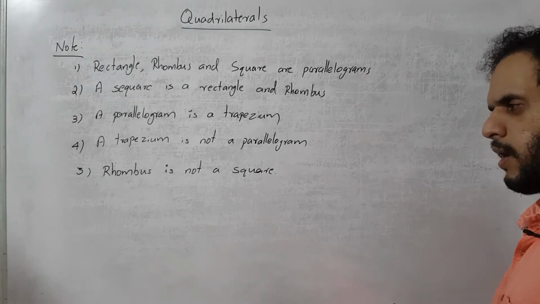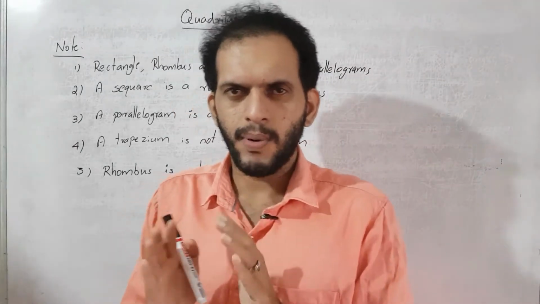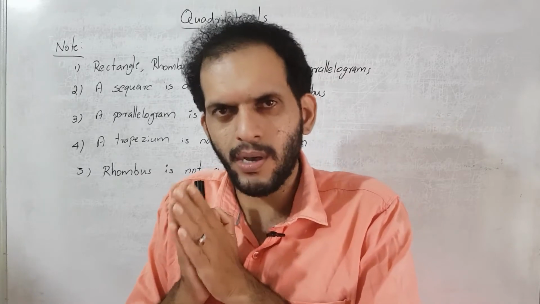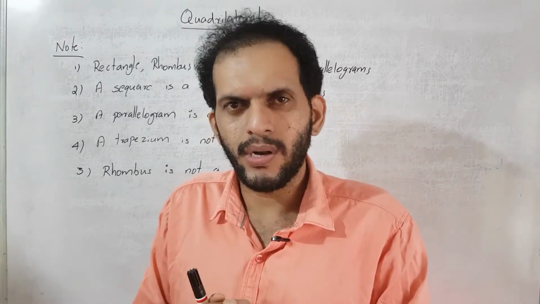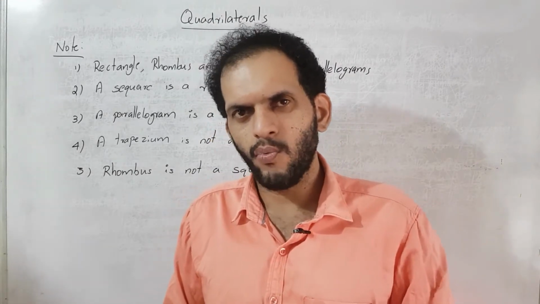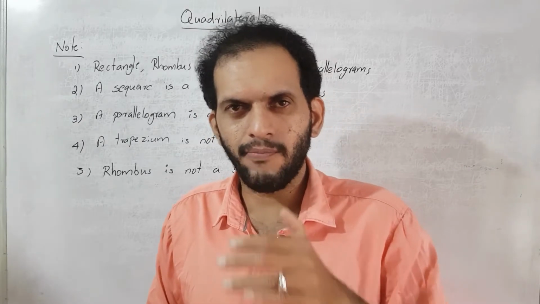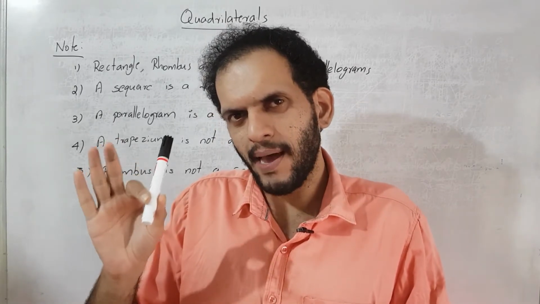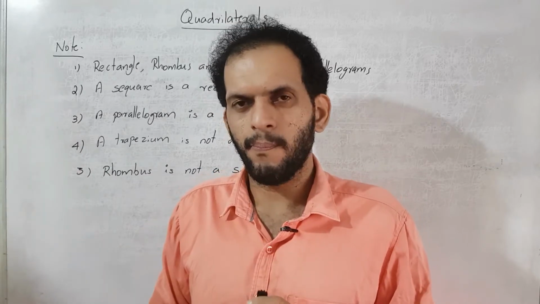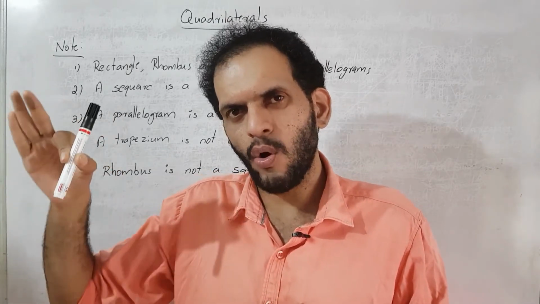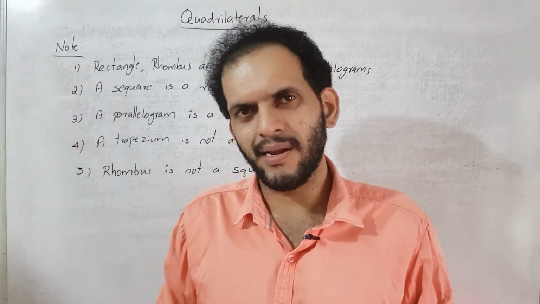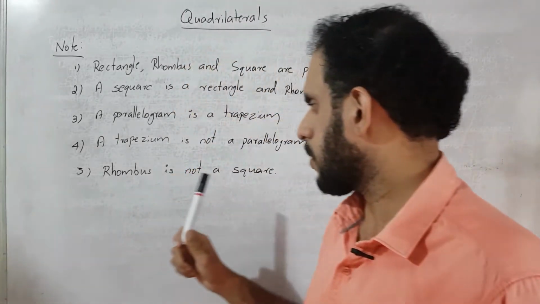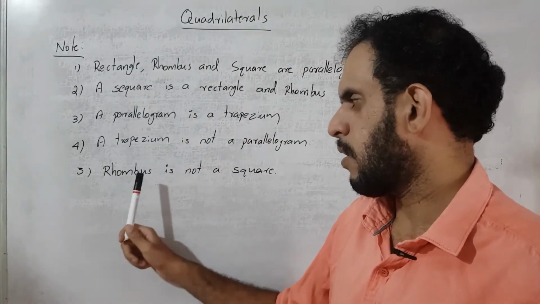A rhombus is not a square. Why? Because in both cases, the rhombus and the square are parallelograms with all sides equal, but in the case of a square we want one angle to be 90 degrees too. In the case of a rhombus, we do not need the angle to be 90 degrees; it is enough to have equal sides. A rhombus is a parallelogram with all sides equal. But a square is a parallelogram with all sides equal and one angle 90 degrees. In a rhombus we do not get a 90 degree angle. So a rhombus is not a square. But squares are rhombuses.